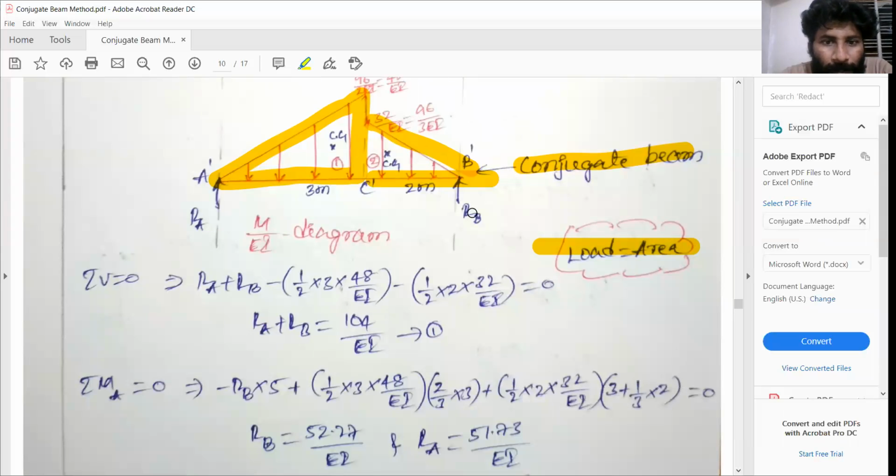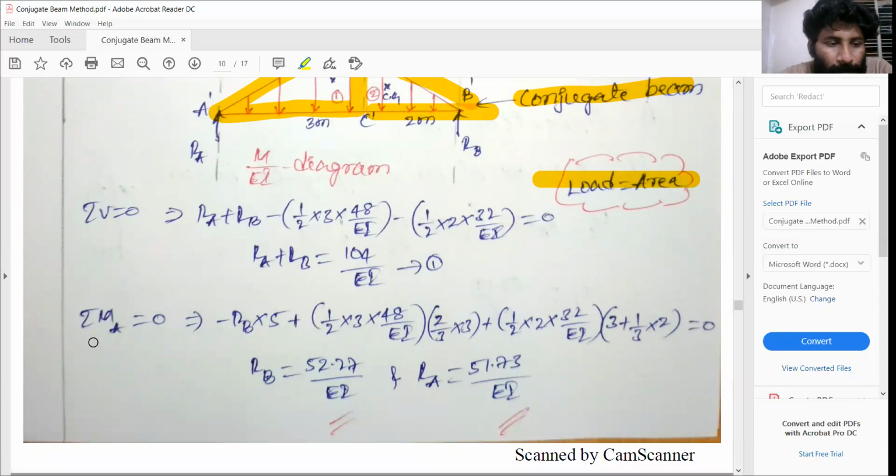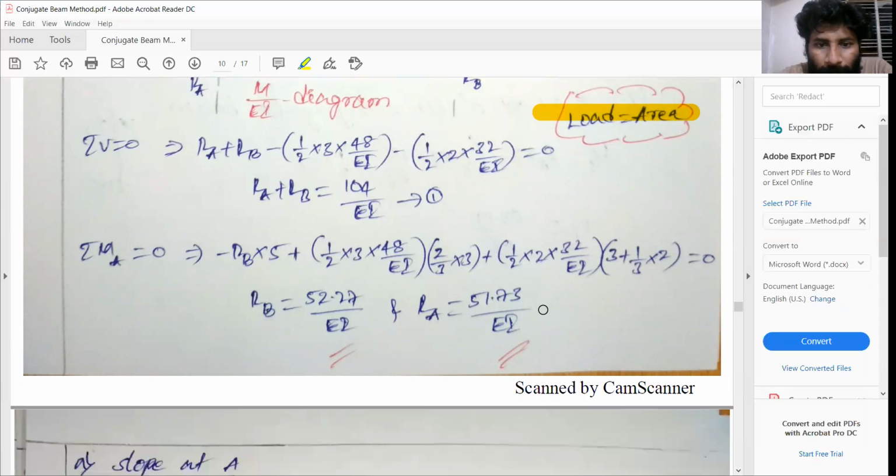So first we have to find the reactions here. RA plus RB minus whatever the vertical load acting downward. So 1 by 2 into 3 into 48 by EI, minus 1 by 2 into 2 into 32 by EI. So that is the one. Again, summation MA is equal to 0. Take moment about this point, then you will get the RA and RB values.